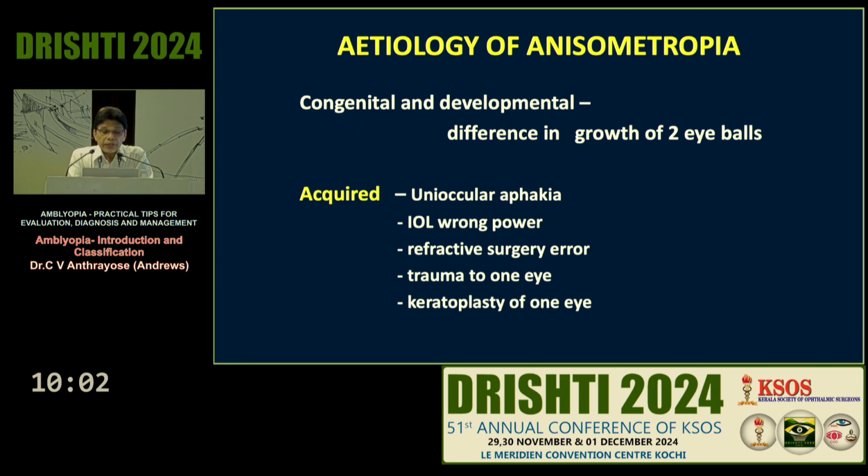So, etiology of anisometropia: it is usually congenital or developmental because of the difference in growth between the two eyes. It can also be acquired, like unilateral aphakia, miscalculation of IOL power, refractive surgery errors, trauma to one eye, or following keratoplasty of one eye. So those are the causes of acquired unilateral anisometropia.